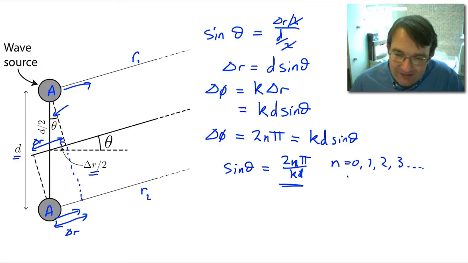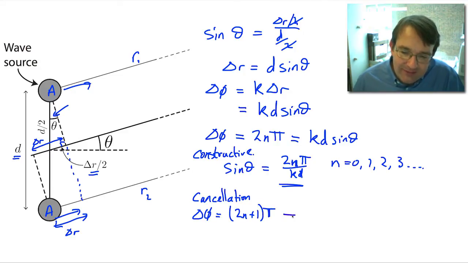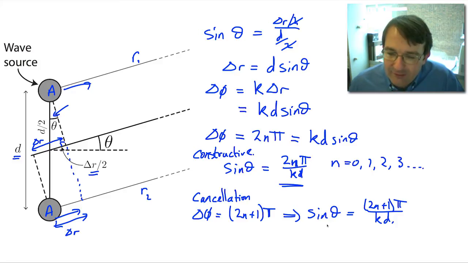Now this is for constructive interference, and I'm going to have a maximum. Now for cancellation, I want an odd multiple of pi, and so I want my phase difference to be 2n plus 1 times pi, and that is going to give me a condition on sine theta of it being equal to 2n plus 1 times pi over kd. So I'm also going to have multiple angles for theta, because n is equal to 0, 1, and so on. I'm going to have multiple angles where I get perfect cancellation.